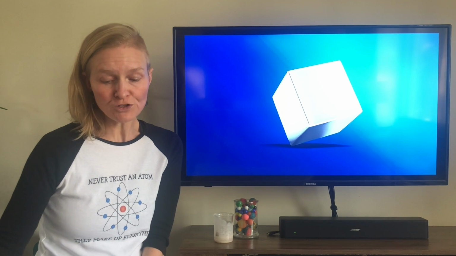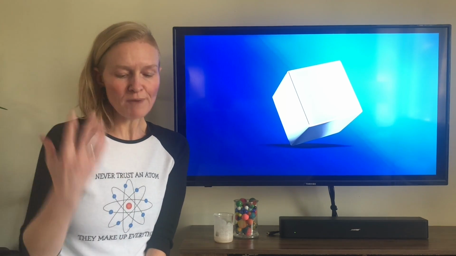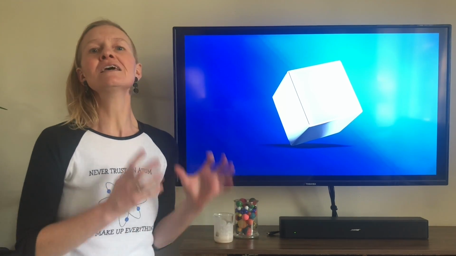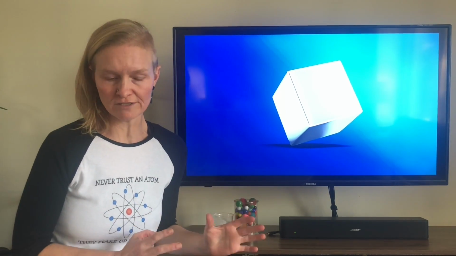So solids also have a definite volume, and that is the space that something occupies. So the space that that chair occupies. A solid is characterized by its definite shape and its definite volume. These are things that don't change in a solid.